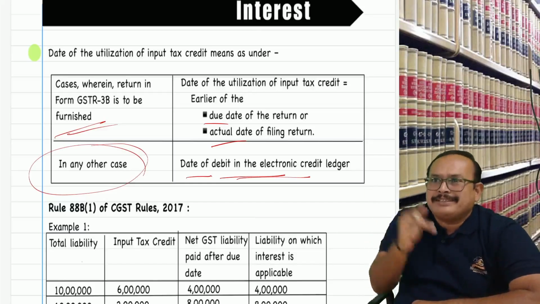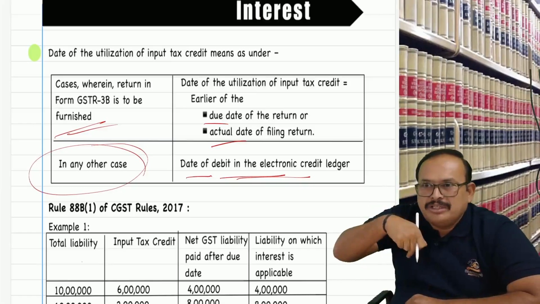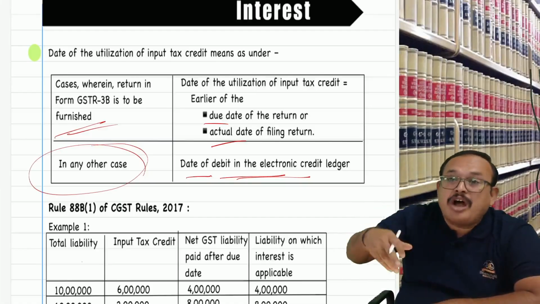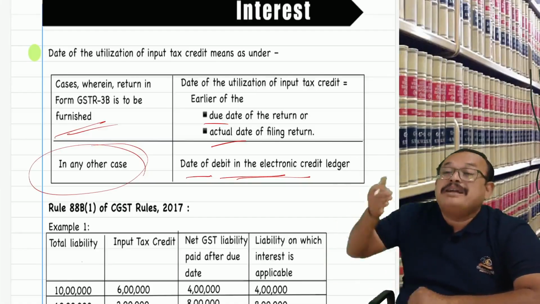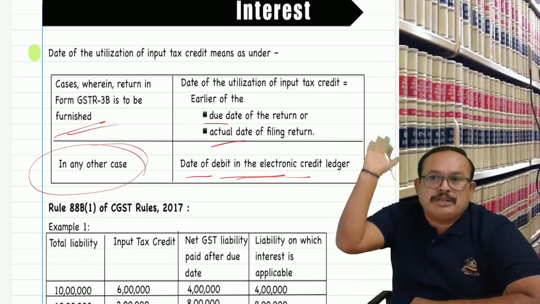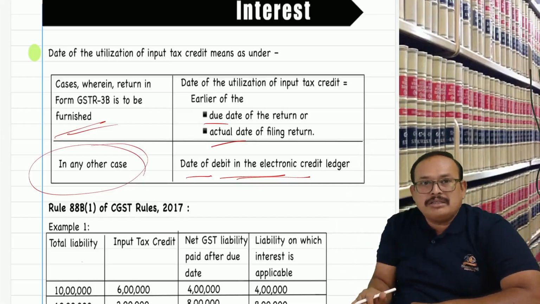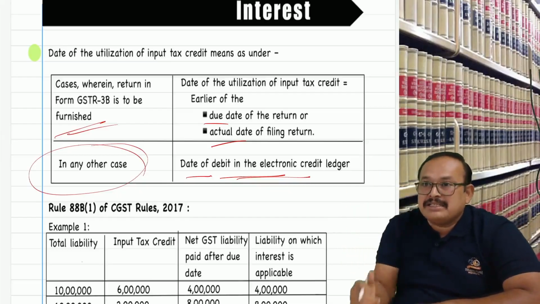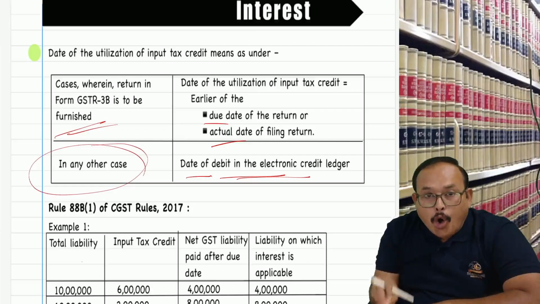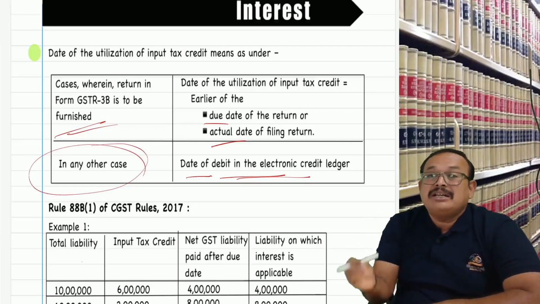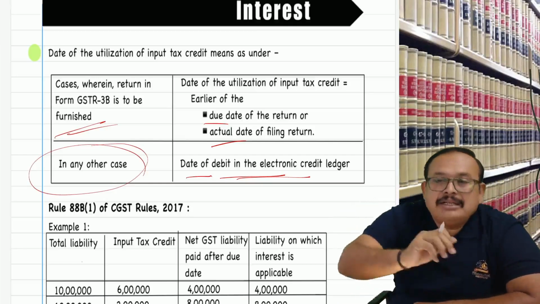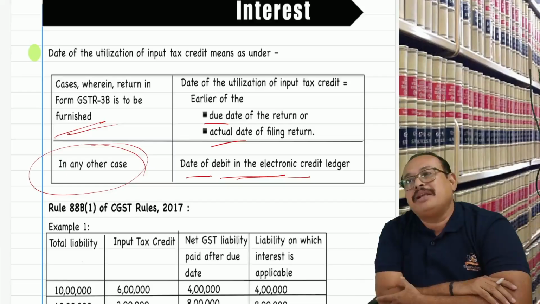Actually, electronic credit ledger holds credit. Whenever you purchase goods, credit goes to the electronic credit ledger, and the amount is set off against my liability by debiting the electronic credit ledger. The debit in the electronic ledger is utilization. If it is a return filing case, the due date of filing the return or the actual date of filing the return, whichever is earlier, is the date of utilization.